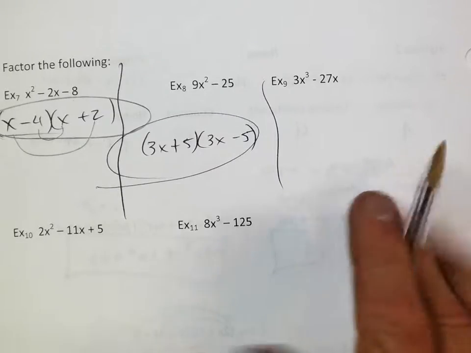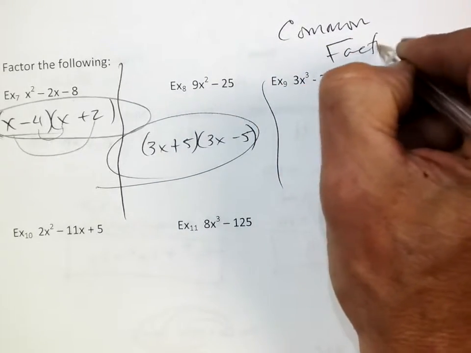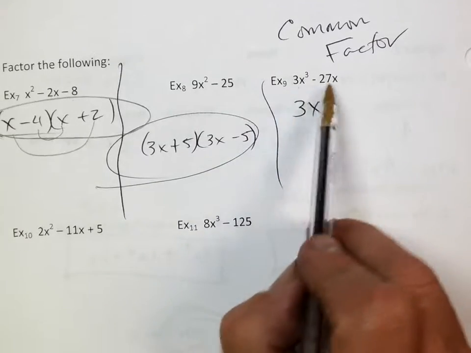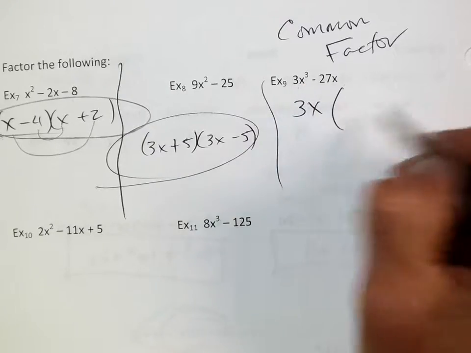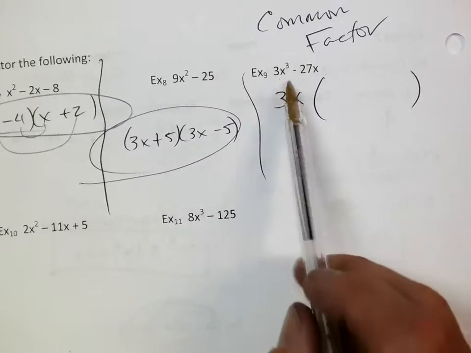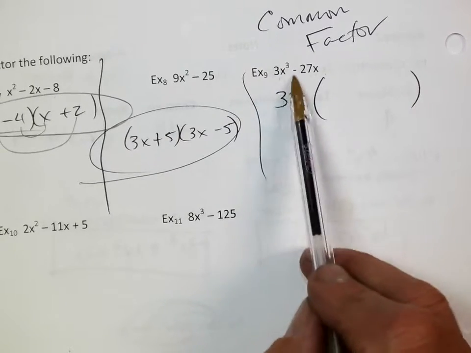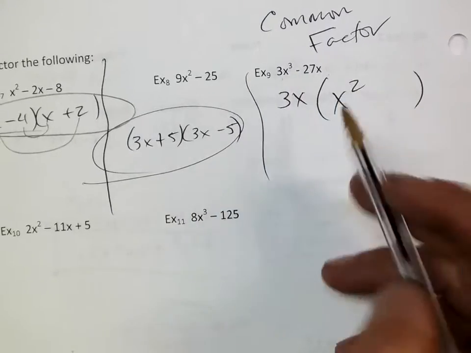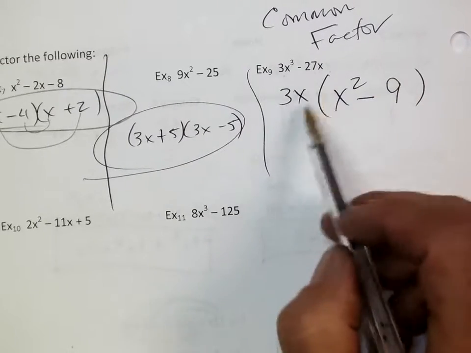Well, before we do number 9, let's look for a common factor. What do they have in common? 3. I like that. What else do they have in common? X. They both have a multiple of 3, right? 3 will go into both of them, and they both have at least an X in common. So let's take out the 3x. 3's gone, x squared; 3's gone, x squared. What's left over? x squared. If I take the 3 out of 27, 9. If I take the x out, the x is gone, okay?